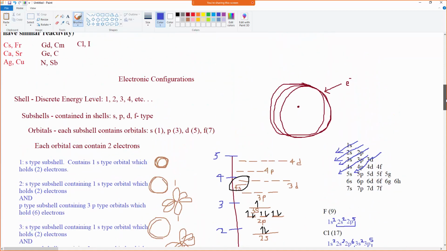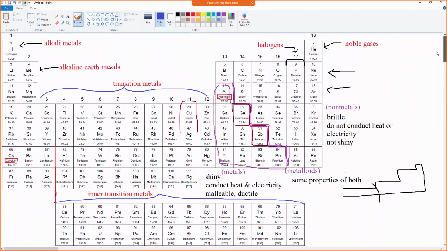Okay, excellent. Let's scroll up. We can add just a little bit of information here. You'll notice that we kind of have several distinct segments here. So these first 2 columns are set apart from this middle brick, which is set apart from this last brick. And then the inner transitions are kind of separated out into their own space.